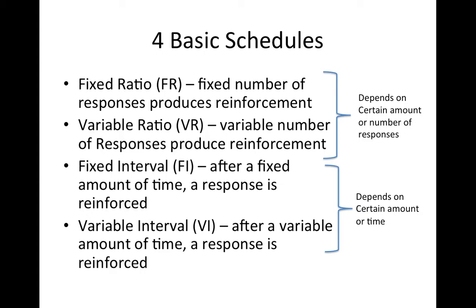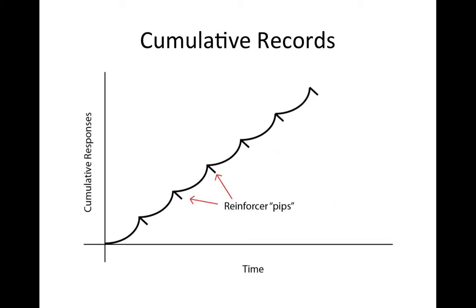These are 4 basic schedules, and they were studied heavily by Ferster and Skinner, and what they found was that they yielded very consistent patterns on a cumulative record. Now, a cumulative record is the way to study both of these dimensions. That is, time is on the x-axis, and number of responses is shown on the y-axis. And what we see is a plot of an animal's behavior, or even a human's behavior, over time. So we plot cumulative responses over time.